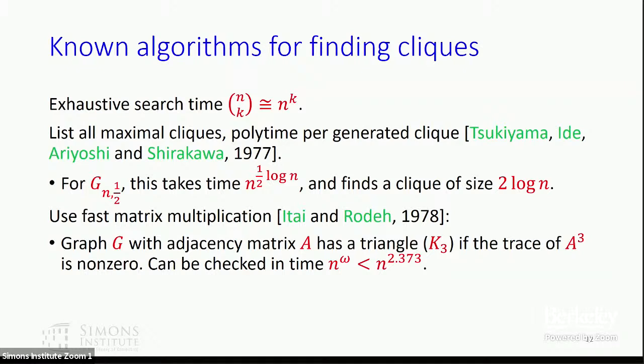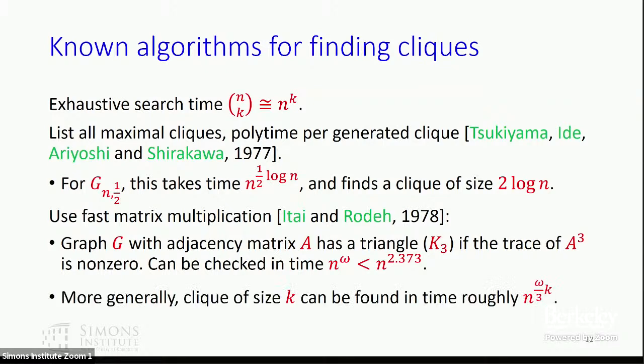faster than n cubed. So it's n to the omega, where omega is the current constant for matrix multiplication. So it's faster than n cubed. And this can be generalized to finding cliques of size k in time roughly n to the omega over 3, which is smaller than 1, times k. So this shows that there are some kind of non-trivial algorithms for finding cliques.